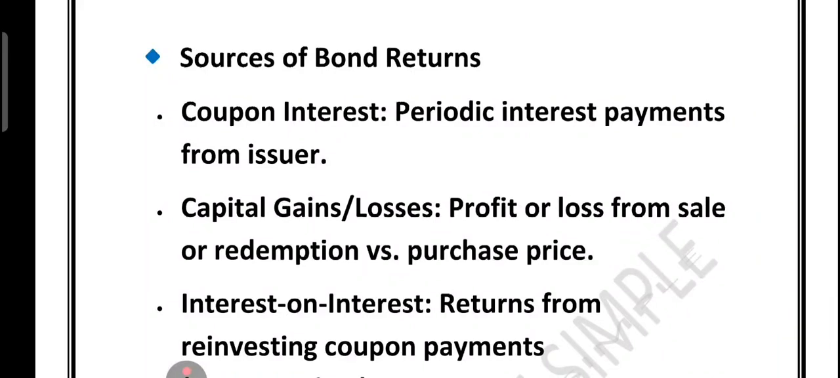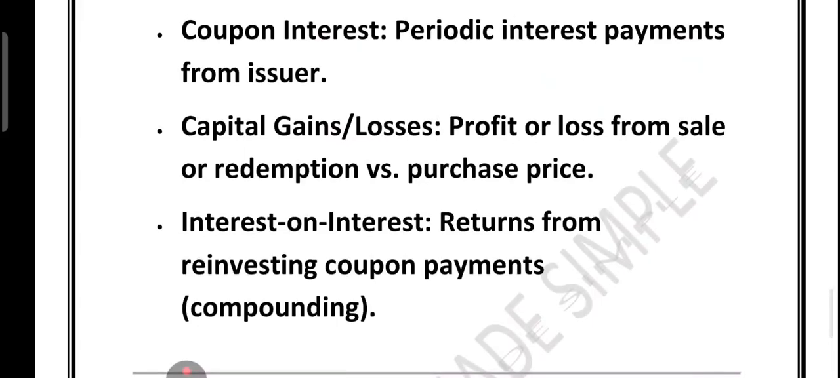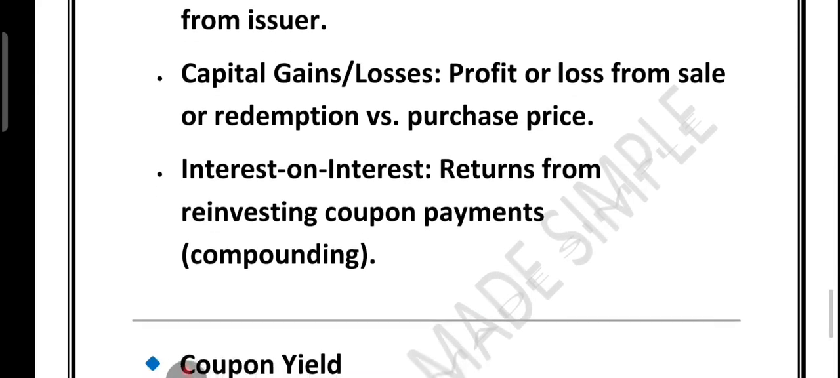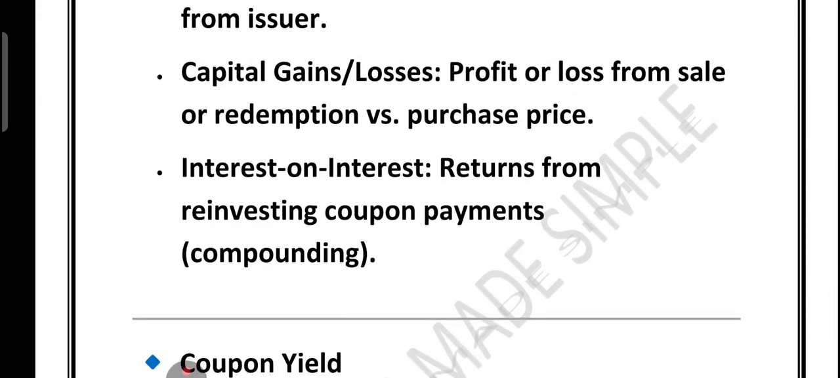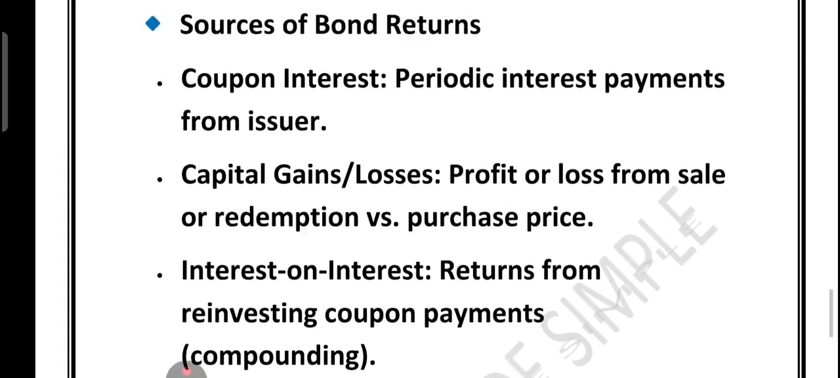This is the periodic interest you receive from an issuer. It could be capital gain or loss. This is like a profit or loss when you sell or redeem a bond compared to the price you paid. It could be interest on interest, which means if you reinvest your coupon payments, you earn additional return through compounding. These are the three things.